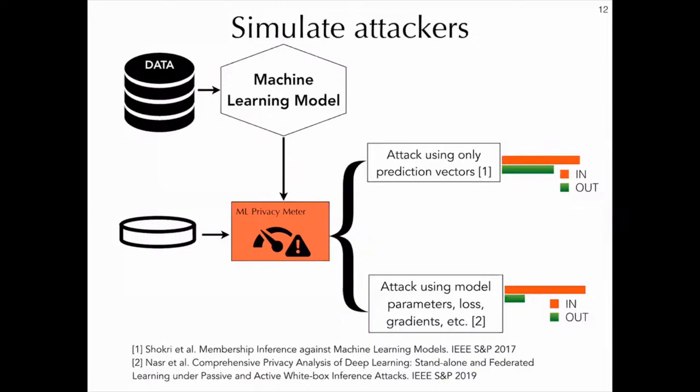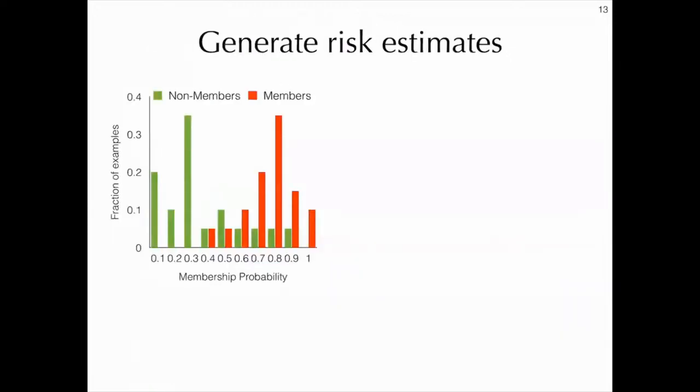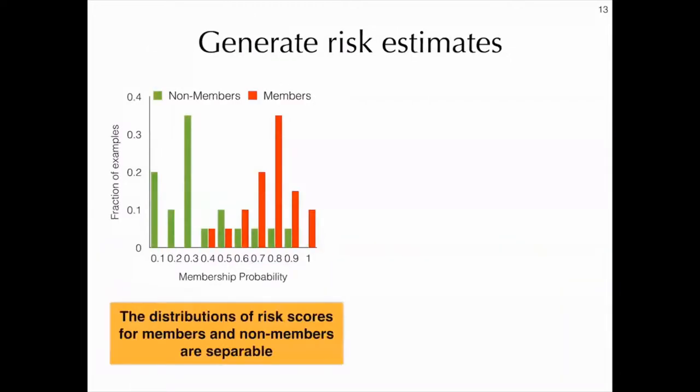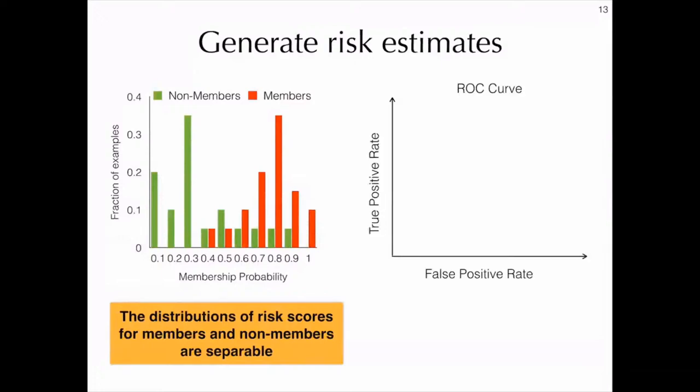The larger the separation between the distributions of these scores for members and non-members, the easier it is to perform a membership inference attack. Success of the attacker can be measured by an ROC curve, which represents the trade-off between true positive and false positive rates. False positives correspond to identifying records that are not present in the training set as members, and true positives refer to identifying the records that are present in the dataset as members.